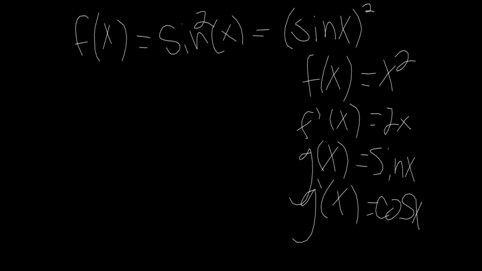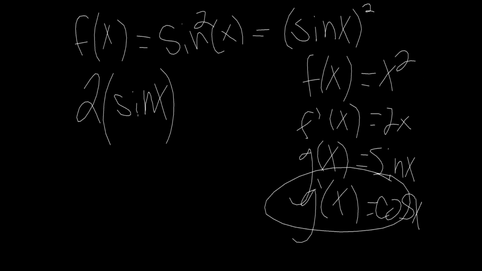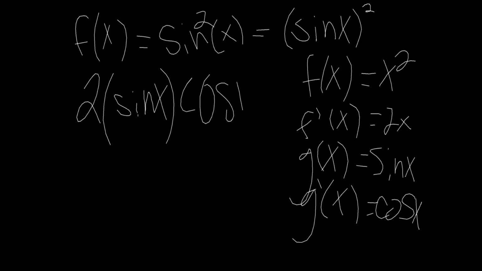Okay, applying chain rule. So now that we have our derivative of the outside function, we have 2, and then we take what was the original input, sine of x, times our derivative of the inside, which is just cosine of x, equals f prime of x.